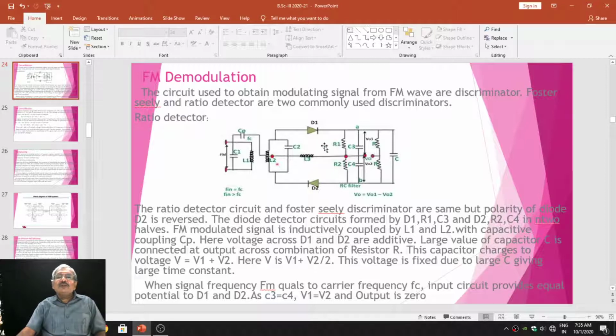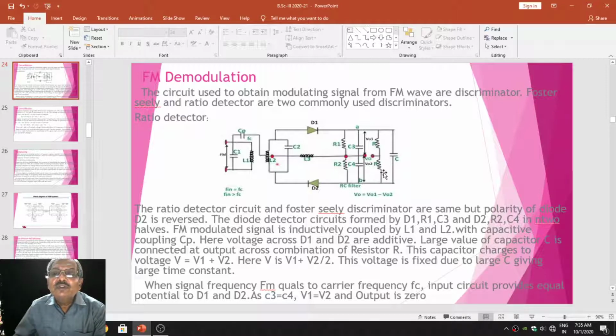Basically, it makes use of the two diodes D1 and D2, whose polarities are opposite to each other. It makes use of the combination of resistances R1 and R2 and also capacitors C3 and C4. At their respective junction, we are going to obtain the demodulated output.